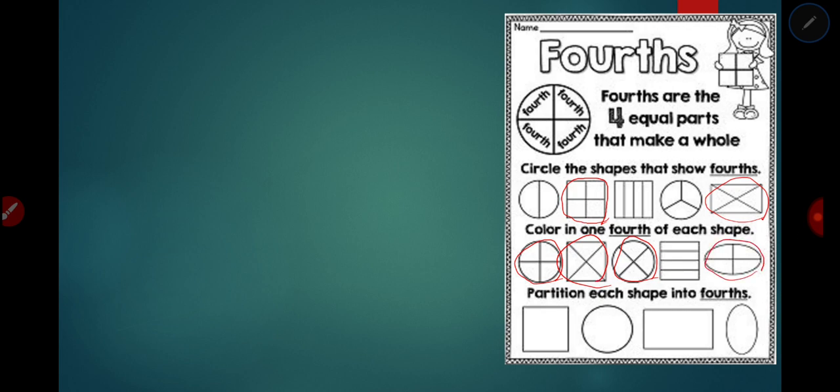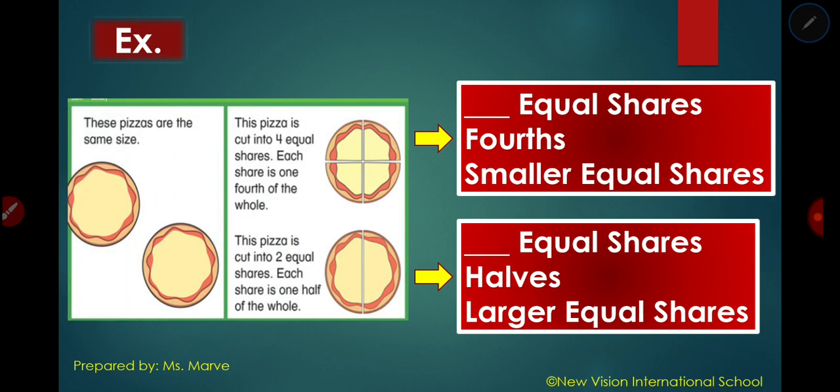How are you going to partition shapes into 4? Okay, just do like this, vertical and horizontal, and count 1, 2, 3, 4. This is correct. This one, vertical and then horizontal. 1, 2, 3, 4. This is check. How about this? Vertical and horizontal. This is 1, 2, 3, 4. This is check. And this one is also check. Okay? Did you understand now?